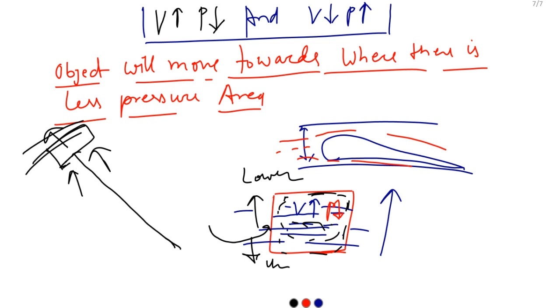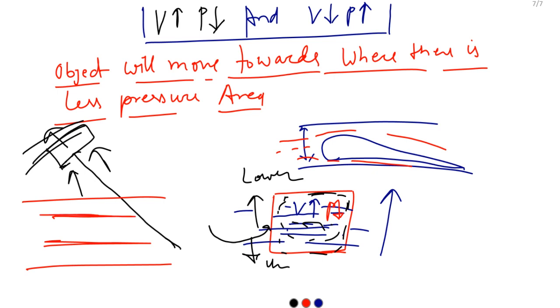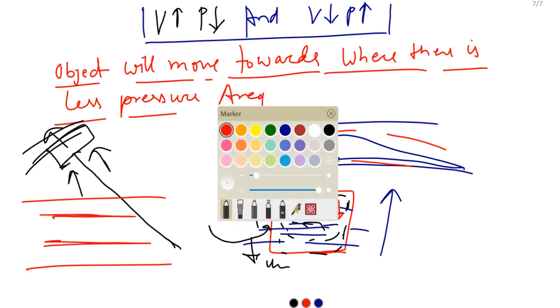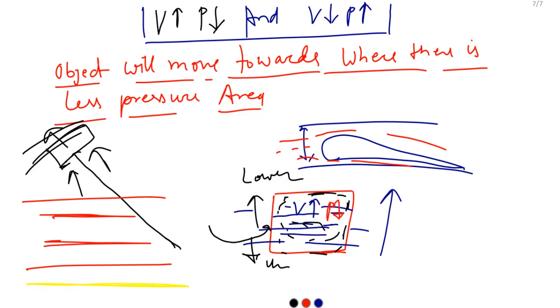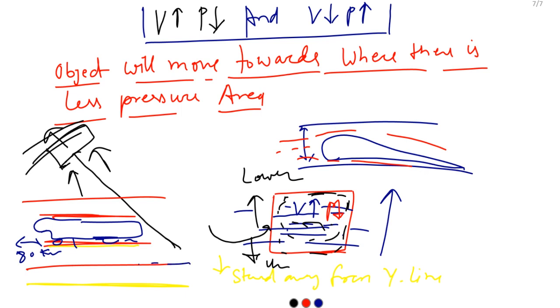Suppose this is a tunnel. If the metro is underground, suppose this one is the tunnel, and this one is a platform, and consider the yellow line is here somewhere. The announcement is continuously going on, please stand away from the yellow line. Why is it? Suppose the metro is coming here with a speed of 80 km/h. What will happen? The air is also coming with the metro, also considering 80 km/h.